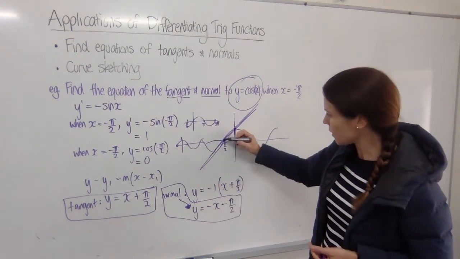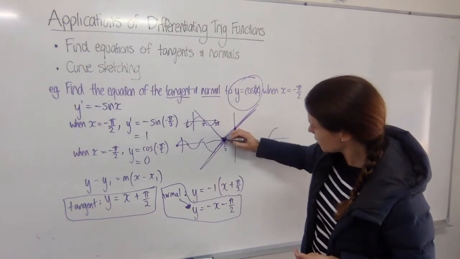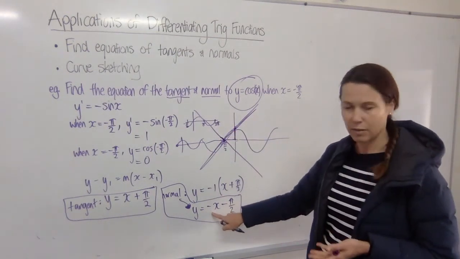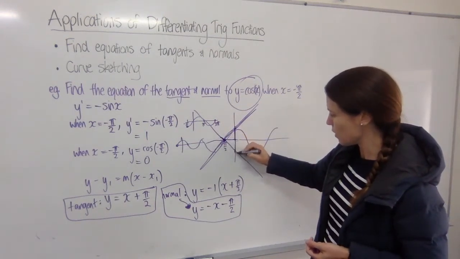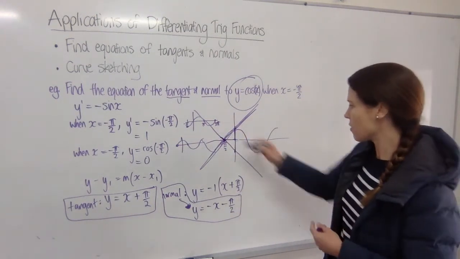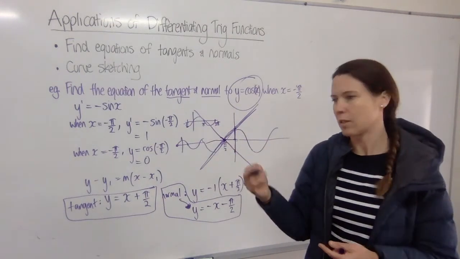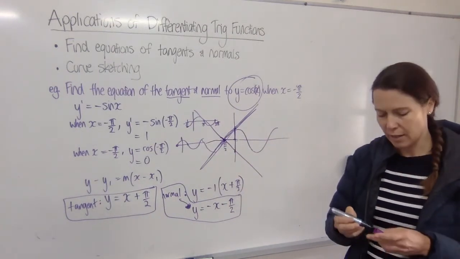And then the normal at this point is going to go the other way. So its gradient will be -1, that looks good. And it's going to cut through not pi on 2, but minus pi on 2. So checking your answer makes sense just with a simple little sketch is a great way of spotting any mistakes that you might have made.